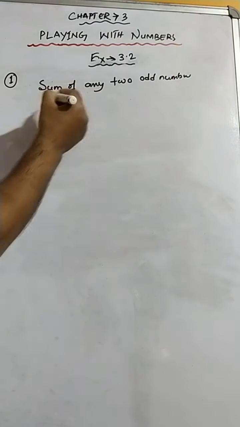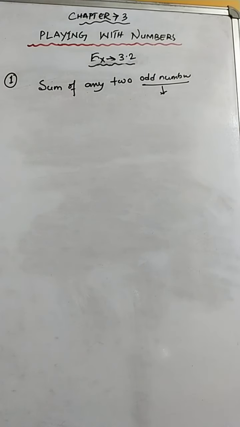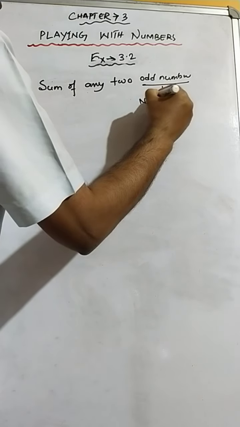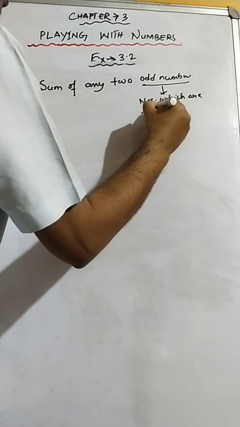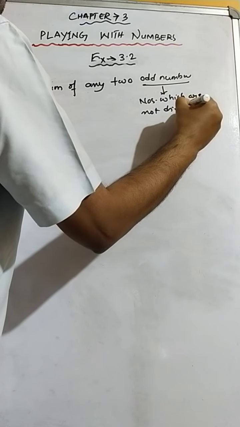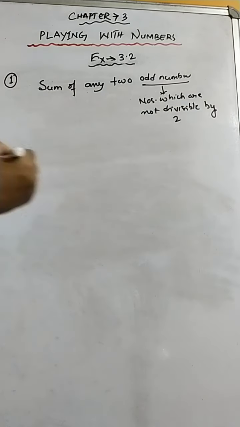Okay, so what are odd numbers? This is the first thing that we have to understand. Odd numbers are numbers which are not completely divisible by 2. The numbers which are not divisible by 2, so those are the odd numbers.